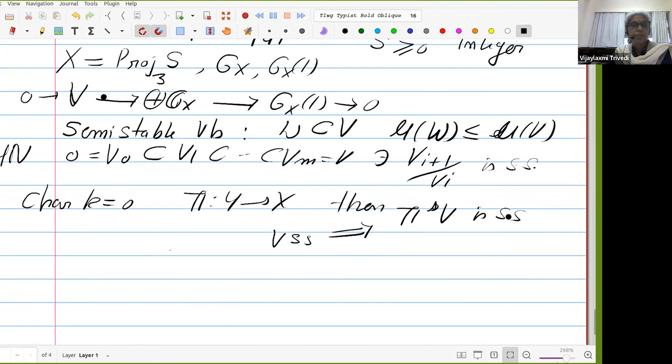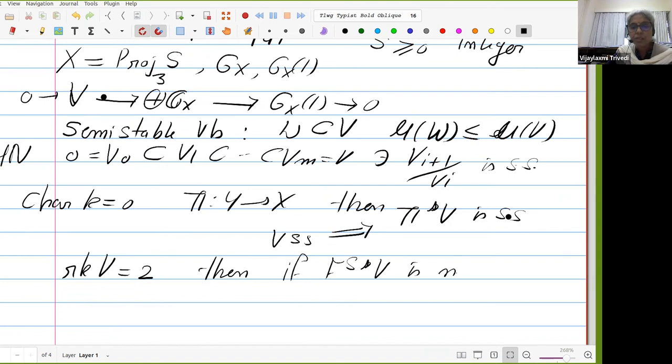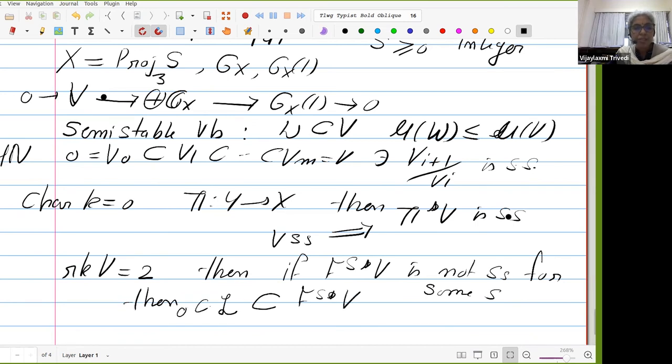So this is the theory of semi-stable vector bundles. Here my rank of V is 2. If F^s upper star V is not semi-stable for some s, then by Harder-Narasimhan theory, there is a line bundle sitting inside F^s upper star V. And this is the Harder-Narasimhan filtration.